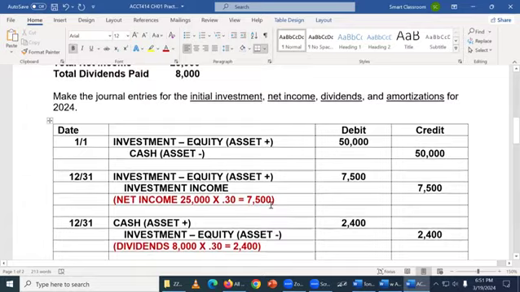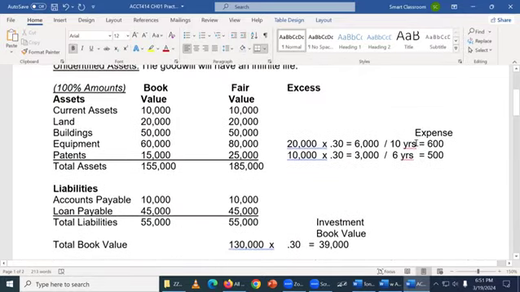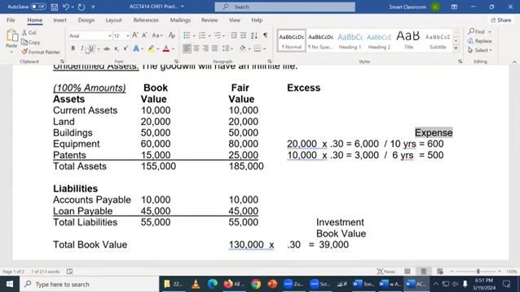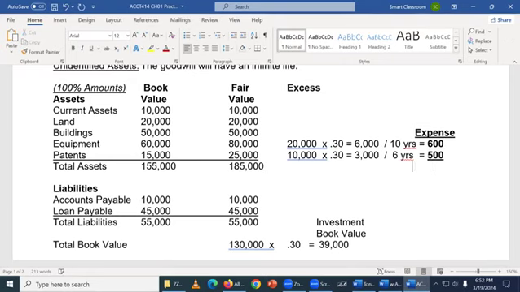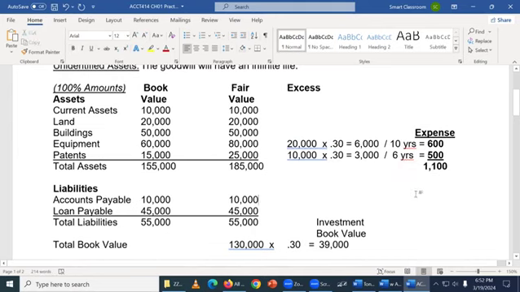Okay, now we have these extra expenses that we're going to have. You could do these separately. I think I'm just going to add them up. You could definitely do these separately if you wanted to. Nothing wrong with that at all. What is that, 1,100? So I'm just going to put them both in together. And again, if you want to put them in separately, absolutely you can do that.